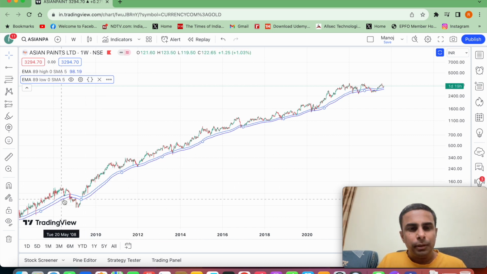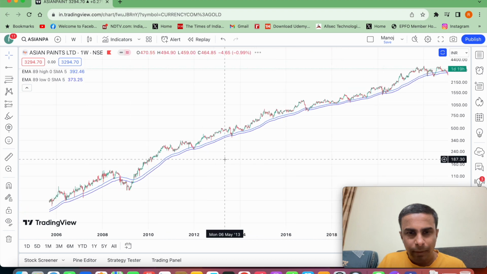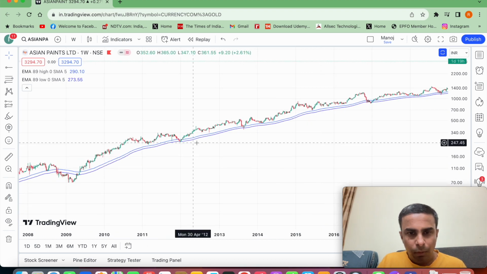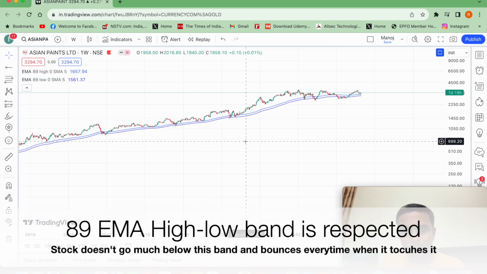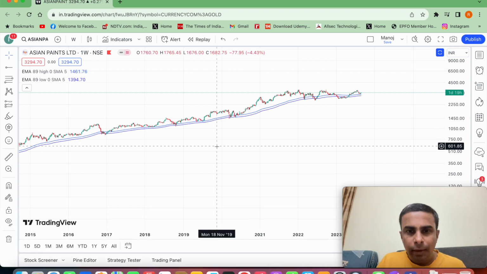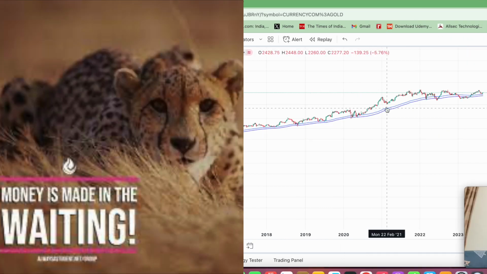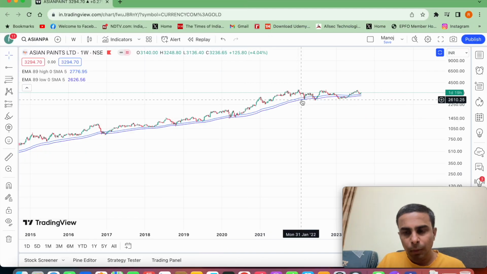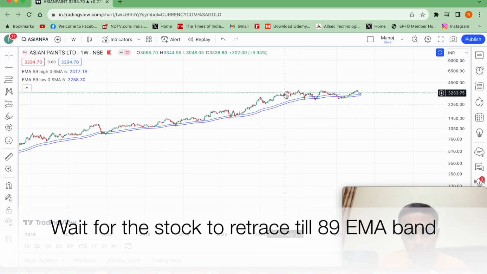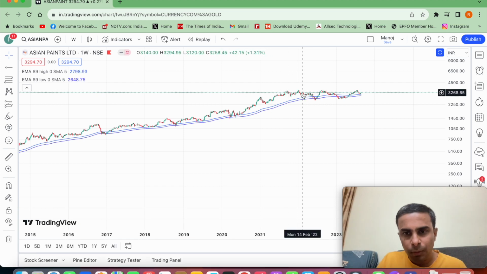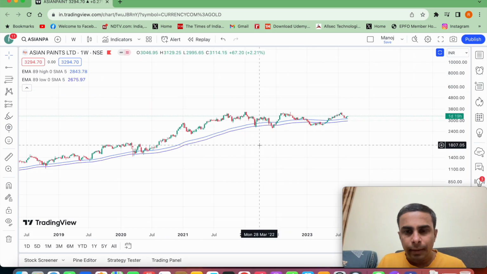From the year 2009, this stock has respected this band. It has never gone below this band beyond a certain extent. So I'm going to tell you what rules you need to apply in order to take an entry. You need to always wait for the stock to retrace till the 89 high and low moving average band. You should not buy the stock if it is away from this band. You should always wait for the stock to come near this band. Your entry has to be as near to this band as possible.